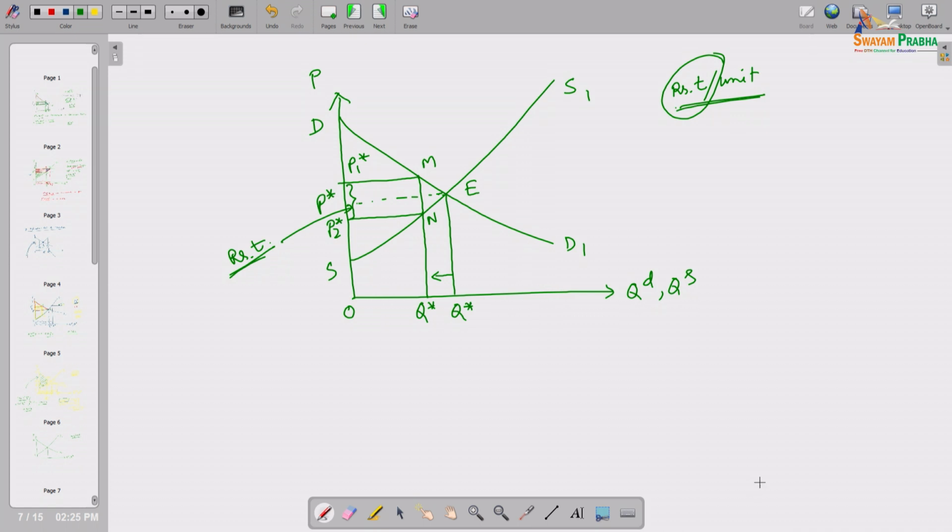If the market is allowed to operate freely, the triangular area D E P star is the consumer surplus, the triangular area S E P star is the producer surplus, and their sum, the triangle D E S, is the total social surplus, the amount of social welfare generated through the free transactions of producers and customers in the market.